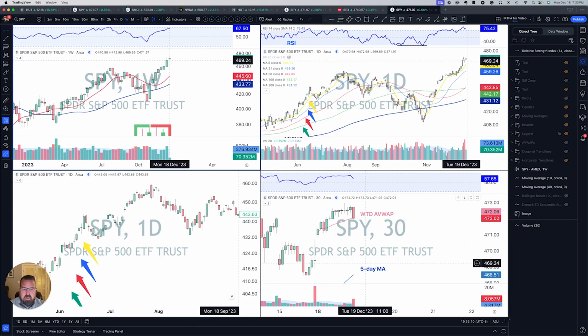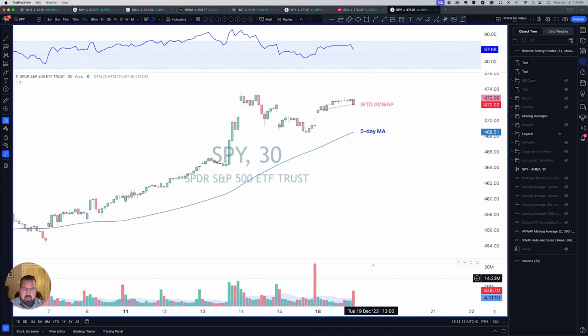And then on a 30-minute chart, which I use often, I will have only a 5-day moving average, and this is important. This is not a 5-period moving average. This calculation is actually correct to give a 5-day moving average. And then this is the week-to-date anchored VWAP, which we'll get to more in a moment.